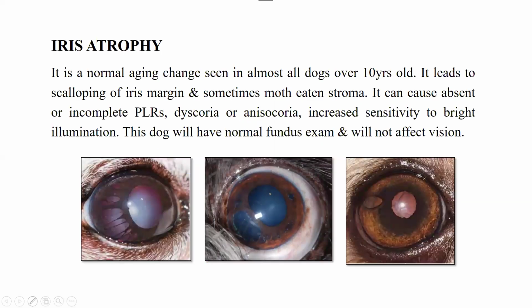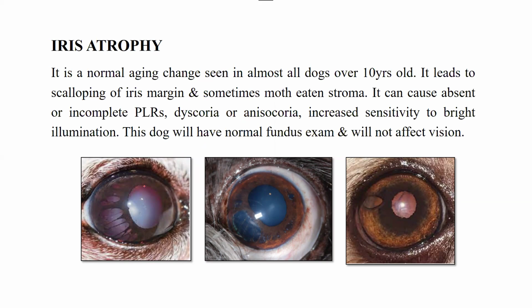Iris atrophy, basically, is a normal aging change that is seen in almost all dogs over 10 years of age. It leads to scalloping of the iris margin and sometimes moth-eaten stroma.